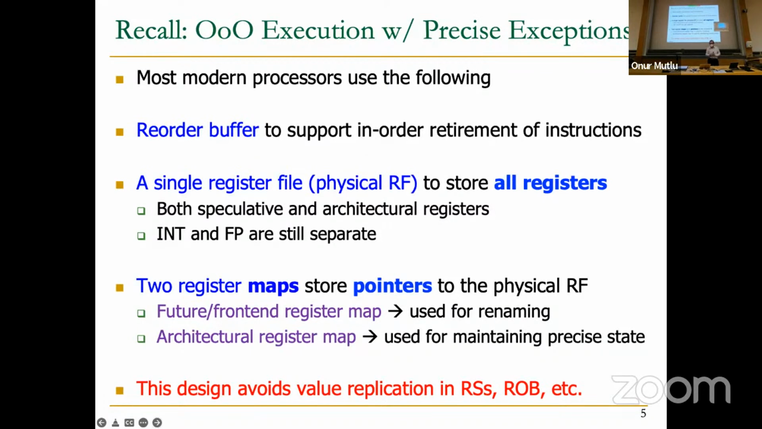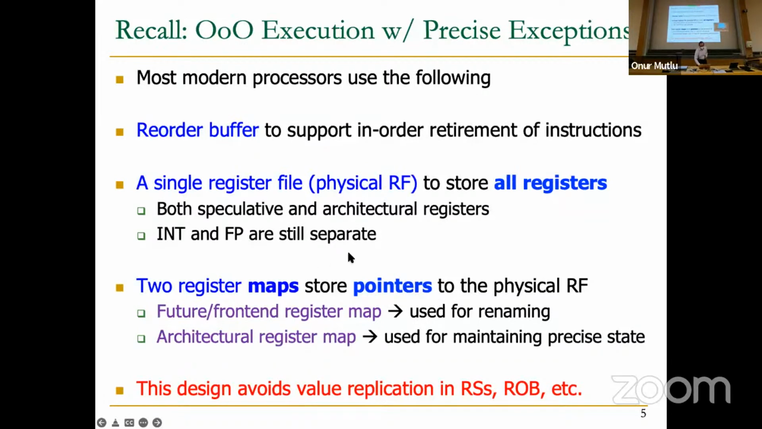That's why it's called architectural. And again, this is a set of pointers. It points to the physical register file. It doesn't store values. So these two register maps don't store values, essentially. So having this design, in addition to supporting out-of-order execution and precise exceptions at the same time, it also avoids value replication that may happen all over the place.